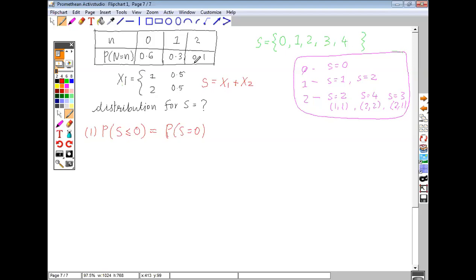When n is 0. Exactly right. When n is 0, so this will be equal to the probability that I will observe n as 0, which is 0.6. So we're done with our first chance. Let us try to figure out the next thing: the probability that my S will be less than or equal to 1. How do you guys think I can rewrite this?